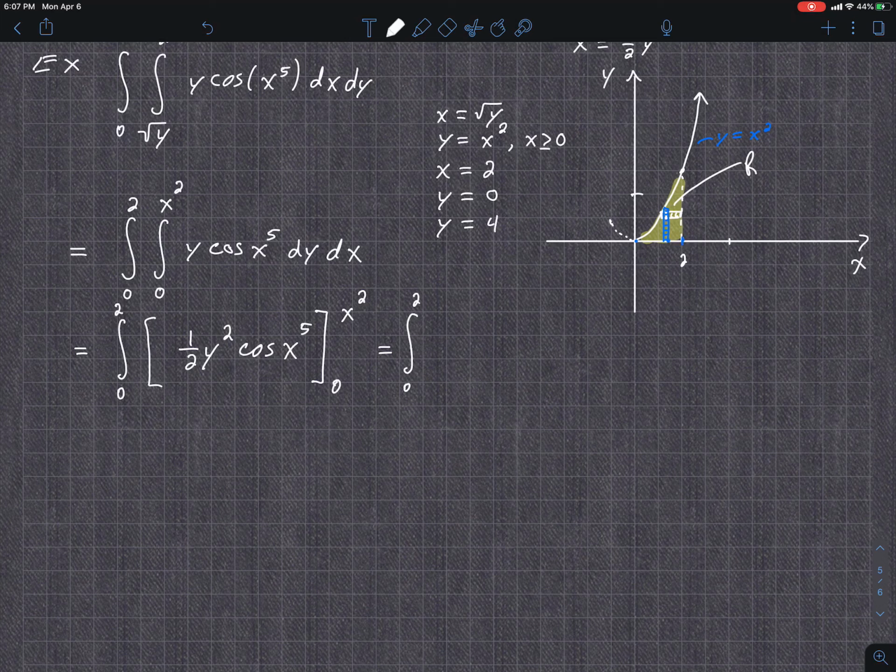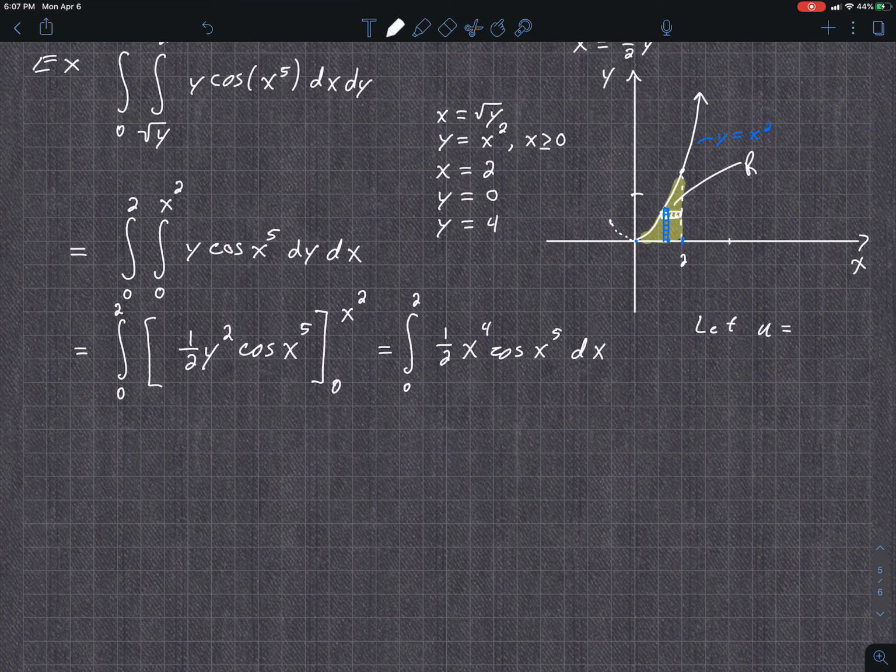So this equals the integral from 0 to 2. Now we're going to substitute in, and you get 1/2 x to the 4th, and then it'll be minus 0, so that's just 0. Cosine x to the 5th dx.